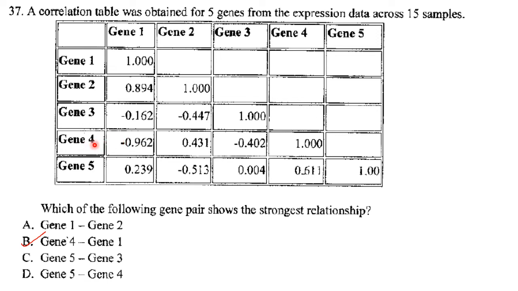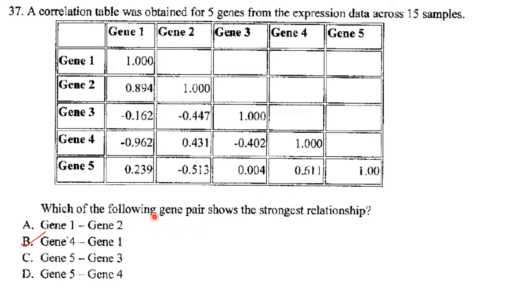So as the value of this increases, this one decreases. So it is having a negative correlation. Then the next one is gene 5 and gene 3. It is very much less than 1, so it will be a very weak positive correlation. Then gene 5 and gene 4, over here, is somewhere in between. So it will be in between the value of 1 and minus 1, so it will be a weak positive correlation.